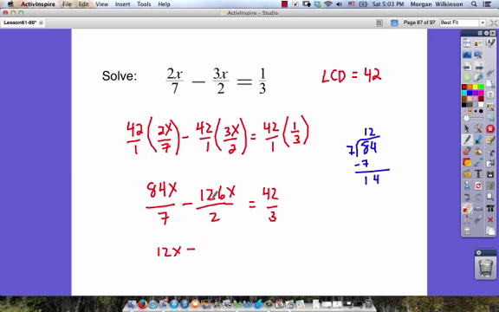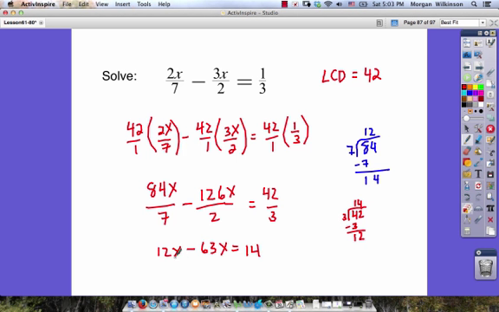minus half of 126. That must be 63x is equal to 42 divided by 3. Well, what is 42 divided by 3? 3 goes into 4 one time. We get 3 with 12 left over. Well, 3 goes into 12 4 times. We get 14. So we've got 14.